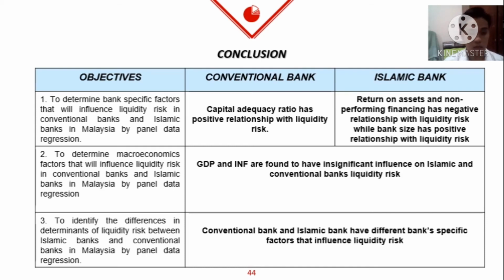Next, we move to the second objective, to determine macroeconomic factors that will influence liquidity risk in a conventional bank and Islamic bank in Malaysia by panel data regression. We indicate macroeconomic factors in this study, which are GDP and inflation factor. GDP and inflation, or INF, are found to have insignificant influence on Islamic and conventional bank liquidity risk.